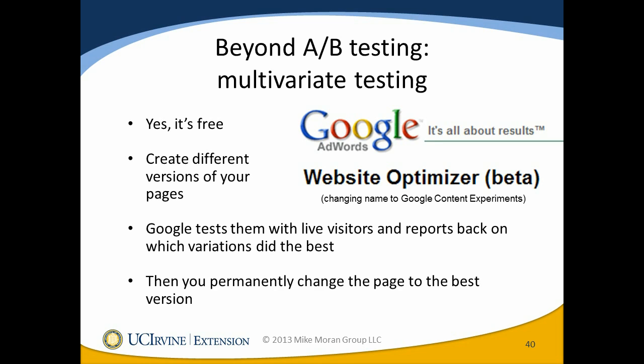And so what Google will do, or whatever the website optimizer you use will do, the multivariate testing program, it'll show all those different variations to real visitors, and it will keep track of which ones had the highest click-throughs and the highest conversions. And once you have run enough that you have a statistically valid sample, you can then change so that that version of the page that tested the best is the one that you're using.